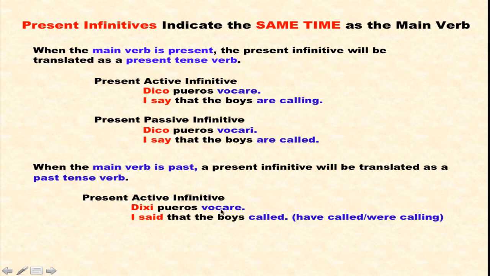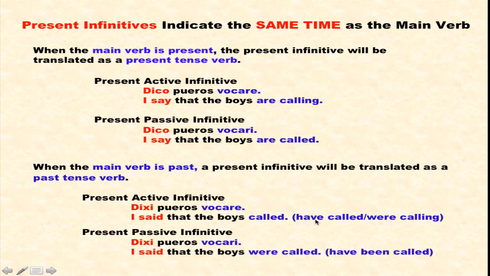So, as I said before, it depends on the tense of the main verb. I could translate it "called," "have called," or possibly even "were calling." You can't really distinguish between things that are perfect and things that might sound like they were imperfect. The passive looks so. I said that the boys were called, as in have been called, would again be vocari.